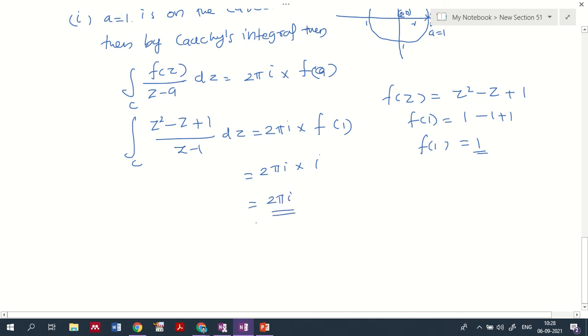So this is the integration solution corresponding to that case, where i is iota, that is root minus 1, which you already know. So this is the first case. First you solve mod z equal to 1, and you will get this value. Now let me consider the other case.